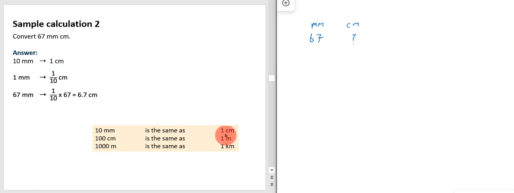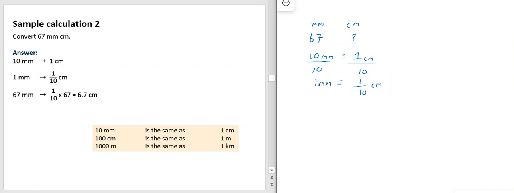If we have a look here, we can see that 10 millimeters is equal to 1 centimeter. So what we want to find out is what 1 millimeter is equal to. In order to change this 10 to a 1, I have to think about what I have to divide it by. So I have to divide it by 10. And because there's an equal sign here, if I divide this side by 10, I have to divide this side by 10 as well. So that brings it to 1 millimeter is equal to 1/10 of a centimeter.